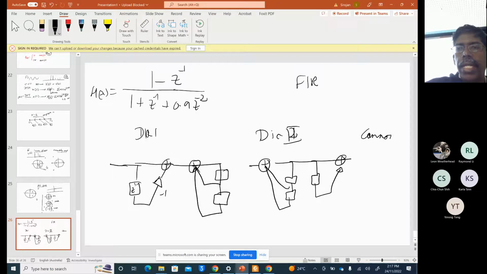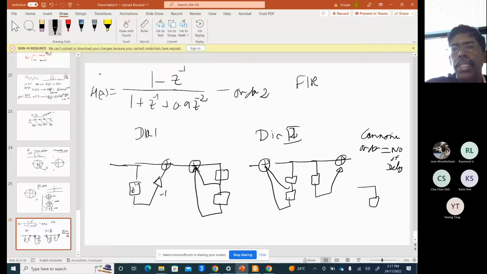So for canonical, the filter order has to be equal to the number of delay elements. Okay, so the order has to be equal. So here, what is the order of this one? Order is the maximum power of Z. Order is 2, a second order filter. So you should have only 2 memory elements for the canonic system.